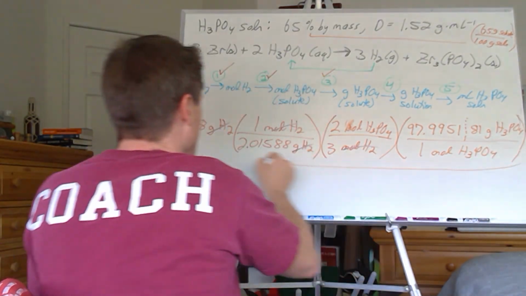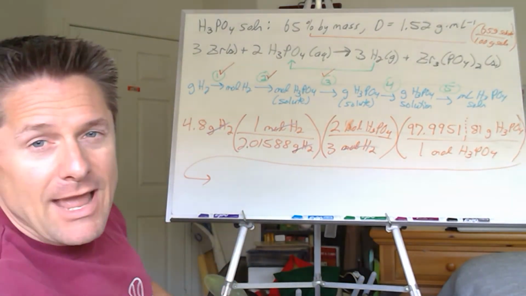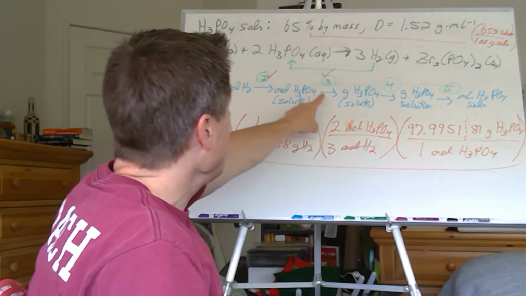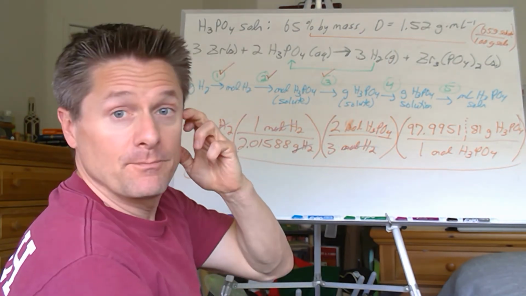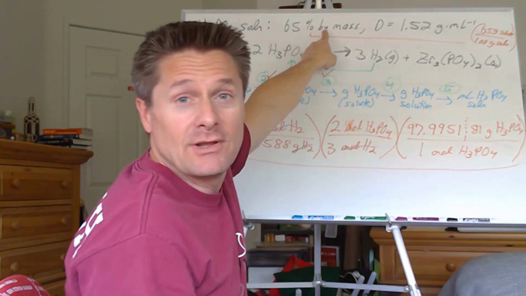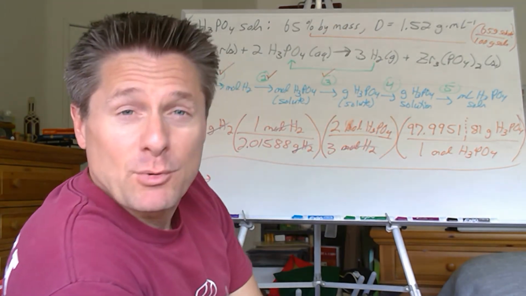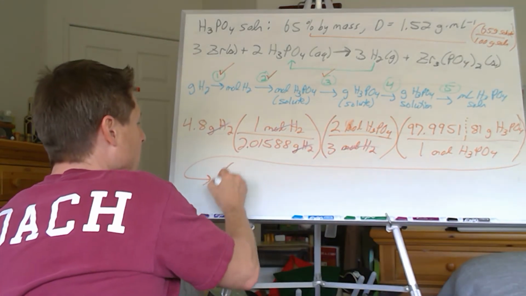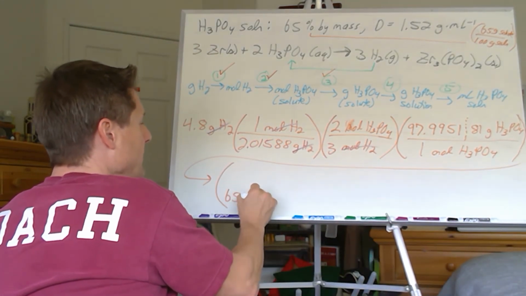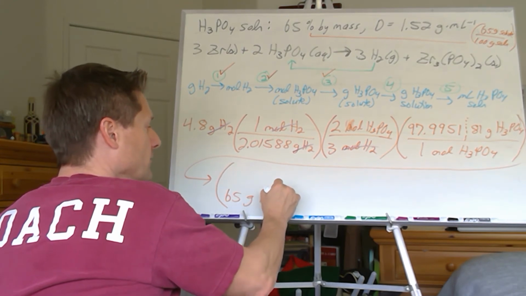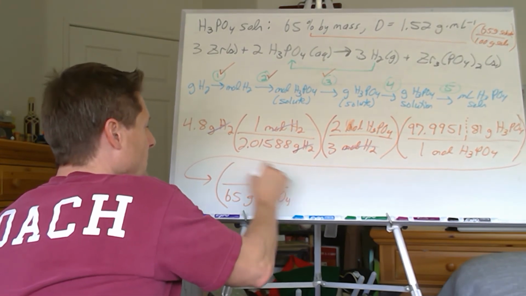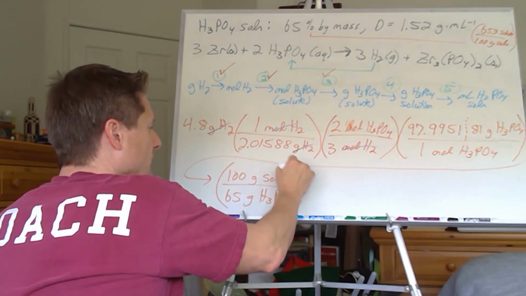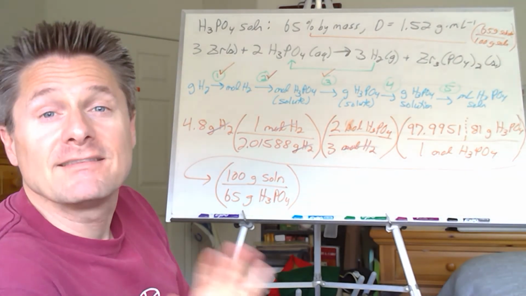So I'm going to bring that down. Imagine this going across in one line. Now I'm in grams of solute. So I can now pull out my mass percent concentration to go from solute to solution. So this tells me there are 65 grams of solute for every 100 grams of that phosphoric acid solution.